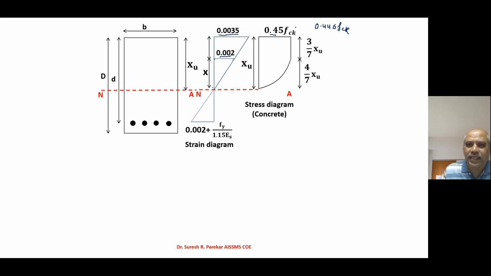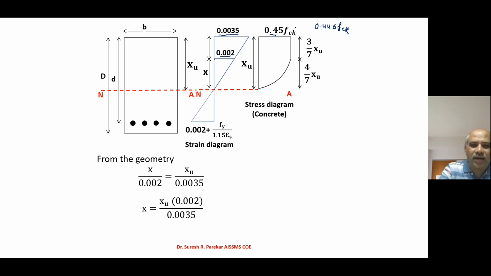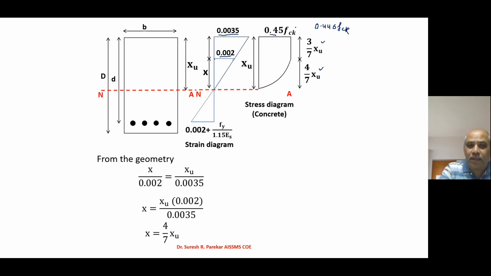We have this as the neutral axis, and we are interested in this distance, 0.002. Then we are going to use geometry. This we have already seen, so I will not go into detail. And we are going to get the depth of parabola as 4/7 xu and the depth of rectangle as 3/7 xu. So when you go for stress block parameters, you have to draw these diagrams. You have to start from here. If you do not show this geometry portion, it is also okay. You can directly write 3/7 xu and 4/7 xu.